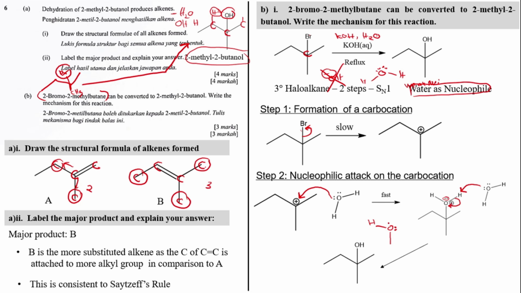This one is originally there, so two, and then the other two is transferred to become two. Okay, so it's going to become like this. So here refers to OH. Okay, so this is how you write the mechanism for the SN1 reaction for the conversion of 2-bromo-2-methylbutane to 2-methylbutanol.